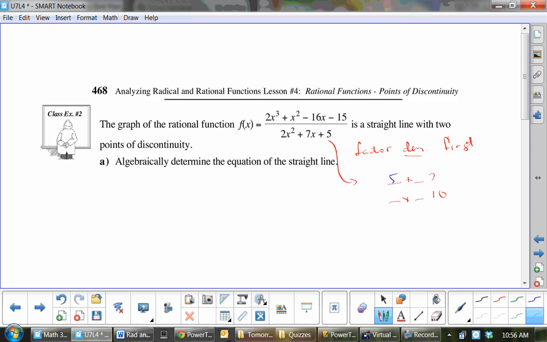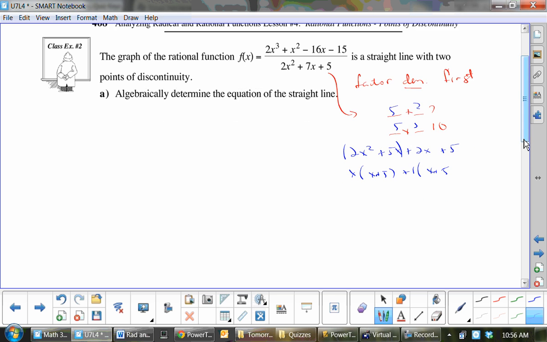2 and 5, or 5 and 2, right? So 2x squared plus 5x plus 2x plus 5. So I'll factor out an x. It's x plus 5. I'll factor out a 1. It's x plus 5. So we are x plus 5 times x plus 1. Okay, so that is the bottom.